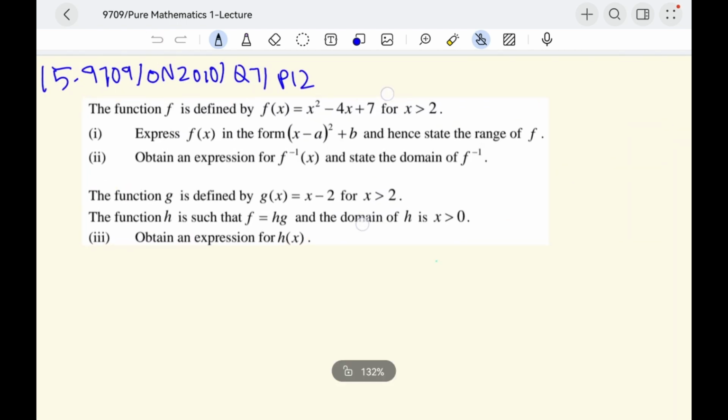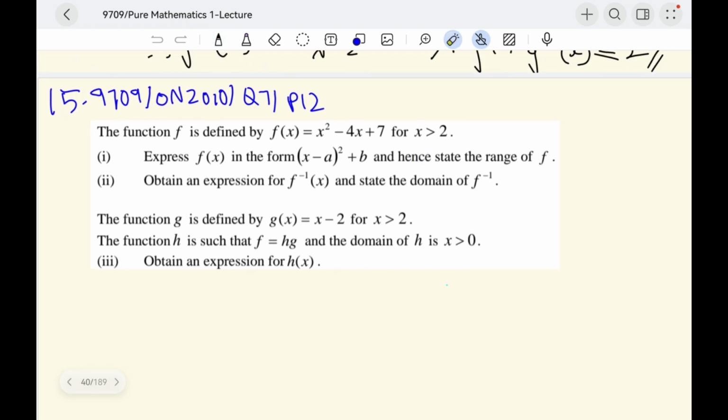Alright, let's move on to the next question, which is question 15. Question 15 is also from the past year questions. This past year question is 9709, October/November 2010, question 7, paper 1-2. The function f is defined by f(x) equals x squared minus 4x plus 7 for x greater than 2. Express f(x) in the vertex form and hence state the range of the f.